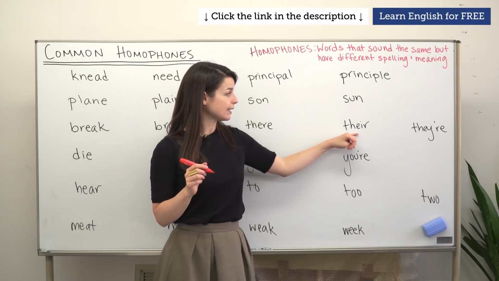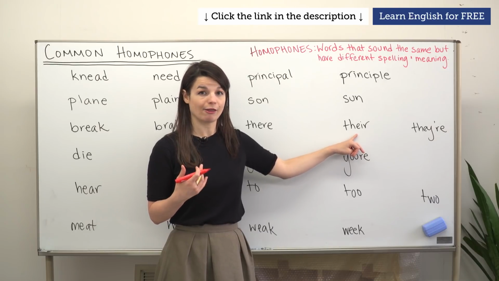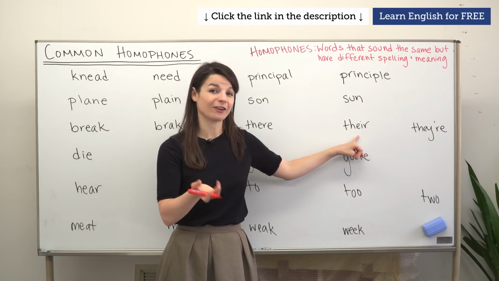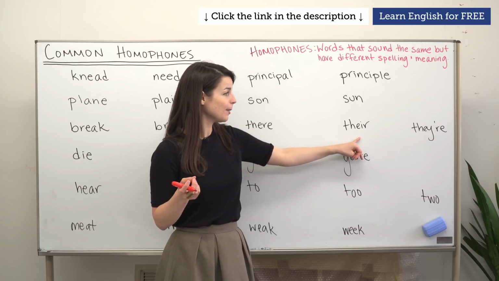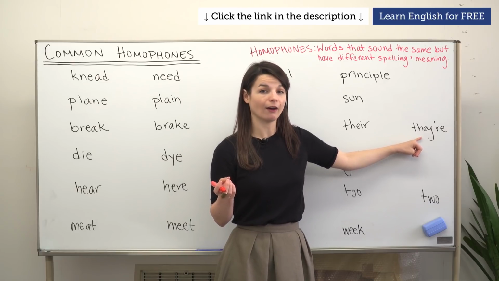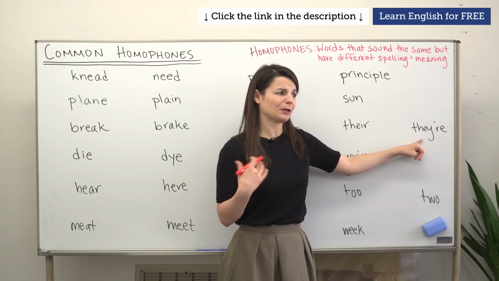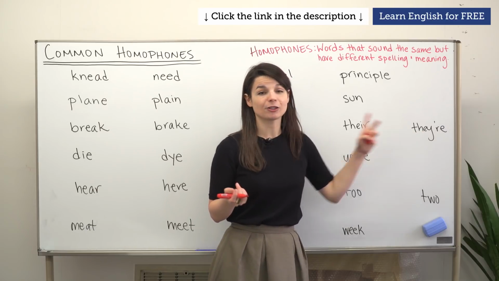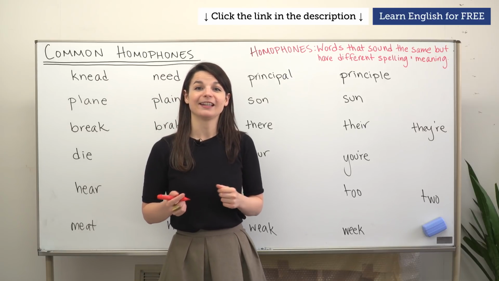Here, however, T-H-E-I-R, their, this is the possessive form of the word they. So something belonging to them. That's their house, that's their car, that's their dog. We use T-H-E-I-R to explain that. And finally, they're. This is the contracted form of they are. They are becomes they're. So they're really nice people, or they're really upset today, or they're really friendly, for example. So these have different grammatical functions. Please be careful. Different spellings too, but the pronunciation is the same.